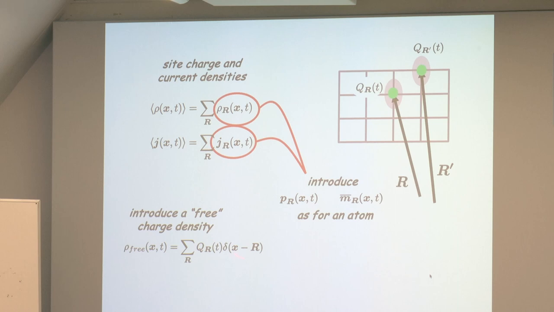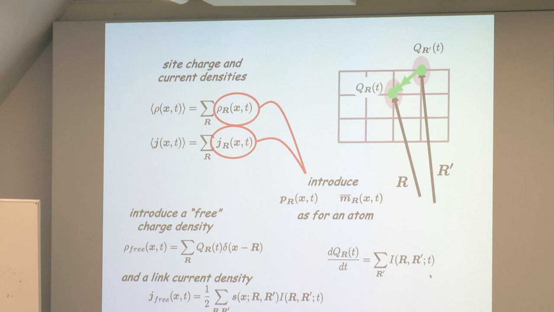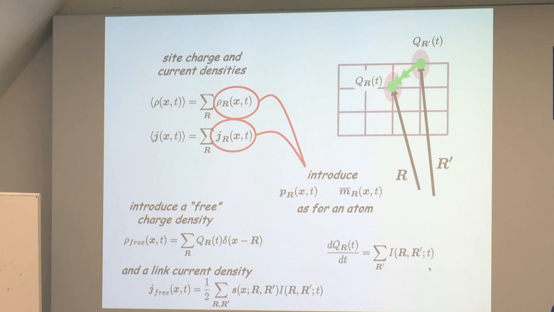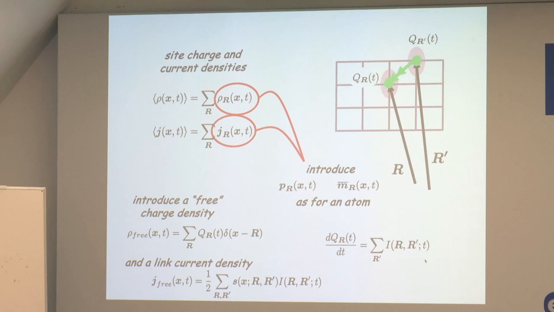If you look at the equation for this, you can see I'm going to get contributions to the time derivative of this from all the other sites, and that's associated with current moving towards this site from all the other sites. And now I'm going to introduce a link current density. For every pair, R and R prime, I'm going to use my little S here. I'm going to introduce a current density that for a given R and R prime is non-zero in here, and it's going to involve the current going from R prime to R. So I just define it to be that.